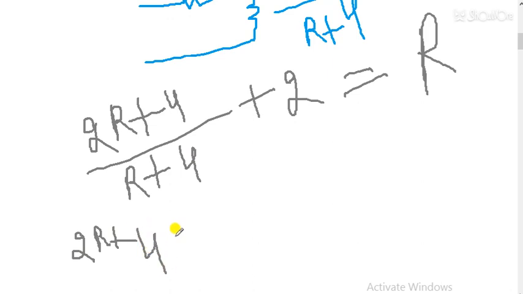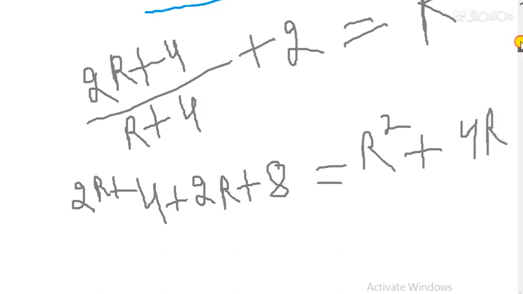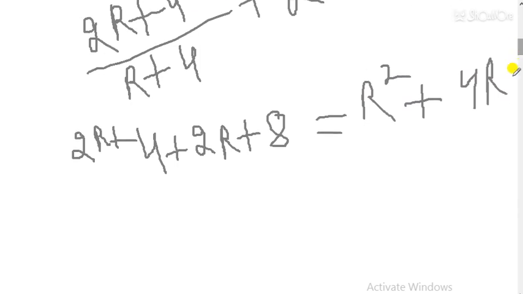You can increase the speed of the video because I am doing it side by side. So 2R plus 4 to the 8. So this is equal to R into R square plus 4R. So students here you can see we have a quadratic equation formed, 2R plus 2R. Okay, now in this quadratic equation we can see 4R and 4R will cancel out.